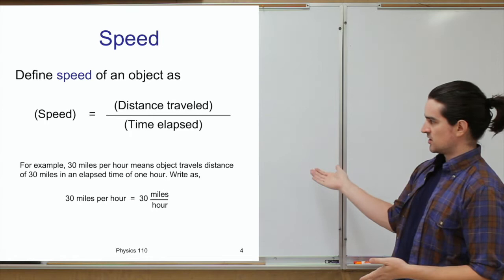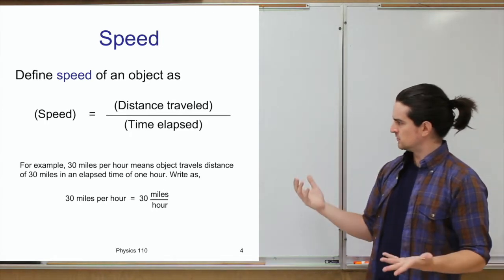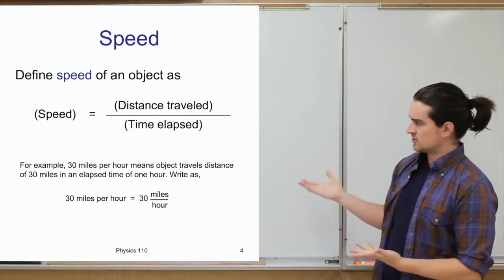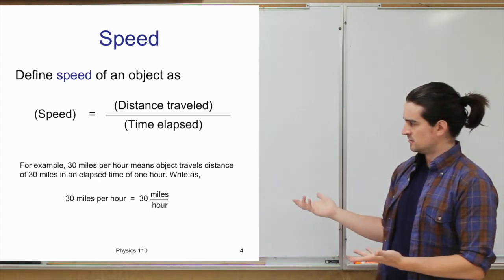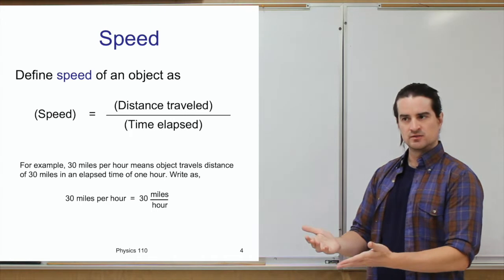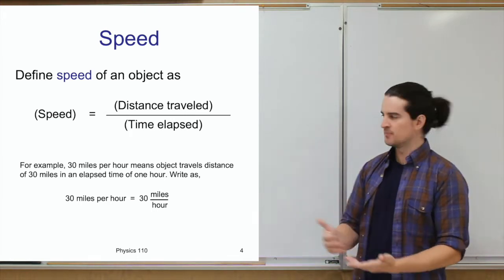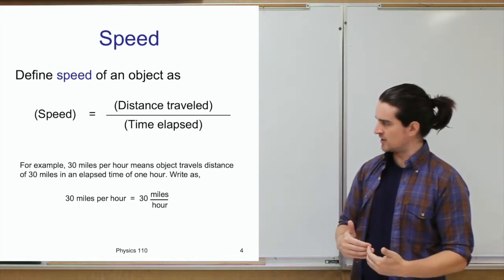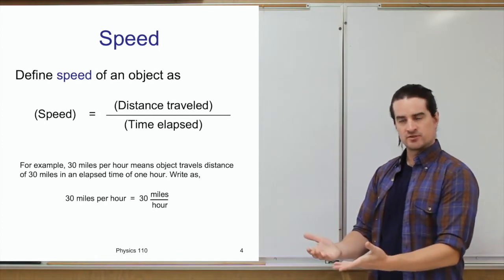So, for instance, if you say a car is traveling 30 miles an hour, what you're really saying is that if it travels for an hour, or another way of saying it, if it were to travel for an hour at that speed, it will go 30 miles.